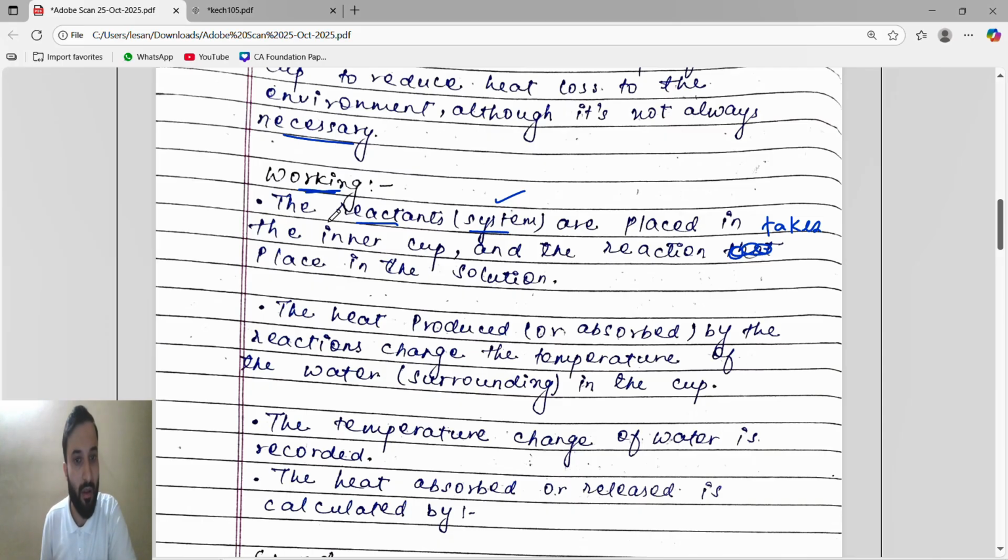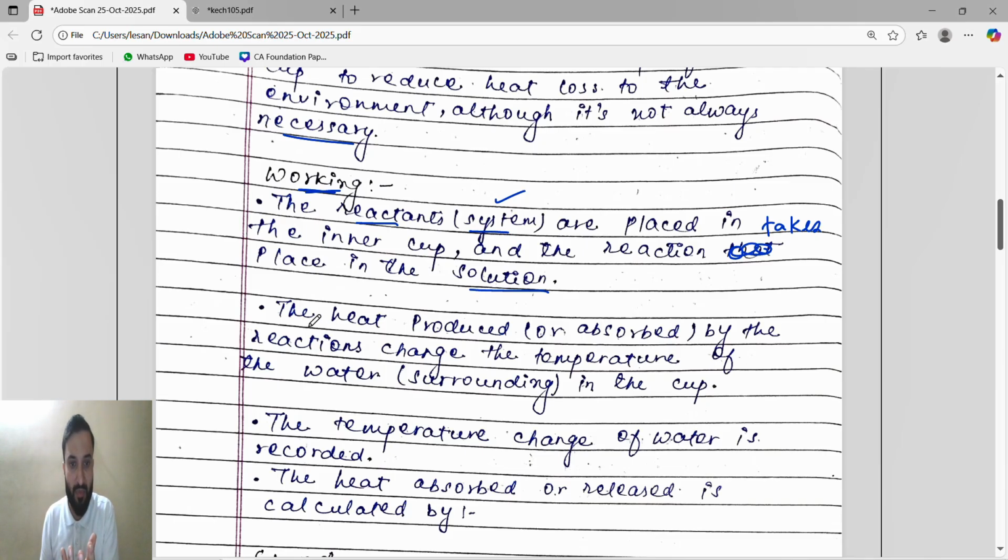Okay, so working: we get to know the reactant system is placed in the inner cup, because we have two cups. One is the outside thermal insulator cup, the styrofoam cup. Another one is the inner cup. That's why the reactant system is placed in the inner cup, and the reaction takes place in the solution.